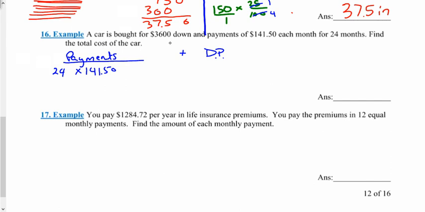So the down payment's money you give right up front, plus all of the payments that we're going to make. So we're going to take $141.50. You know what? I need a little more room here. So let's just come up over here. I'm going to take $141.50 times 24. Okay. 0, 0, 2, 6.